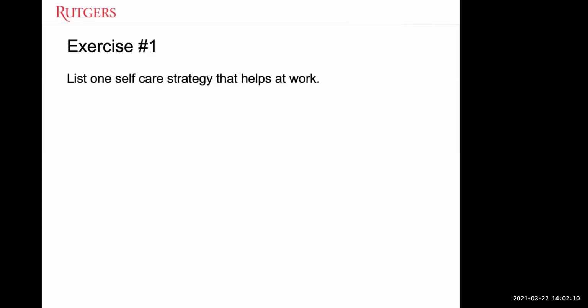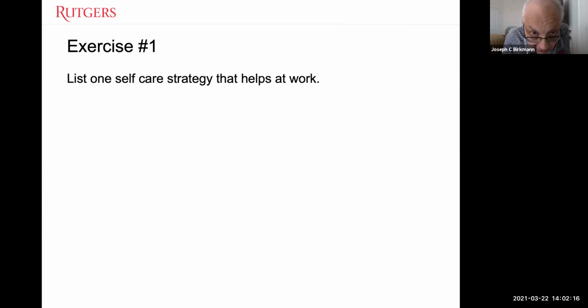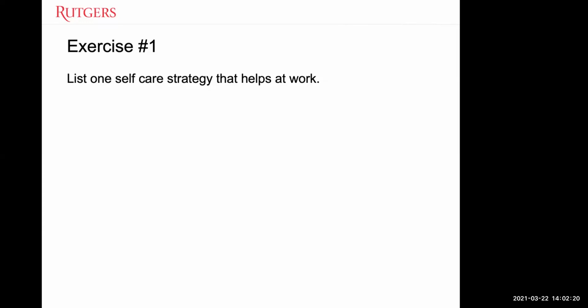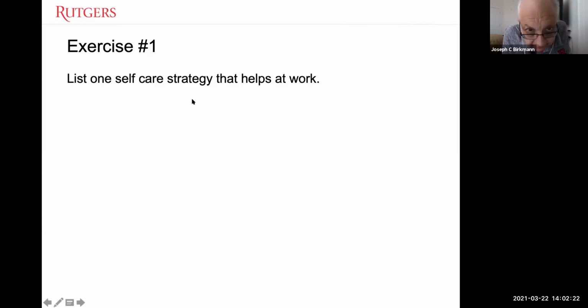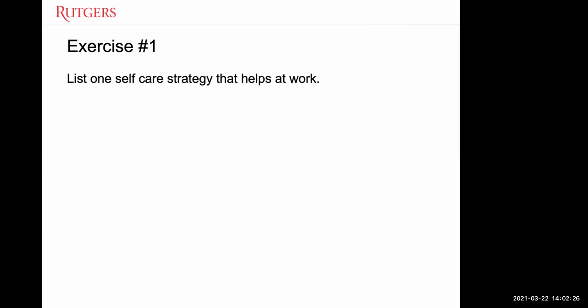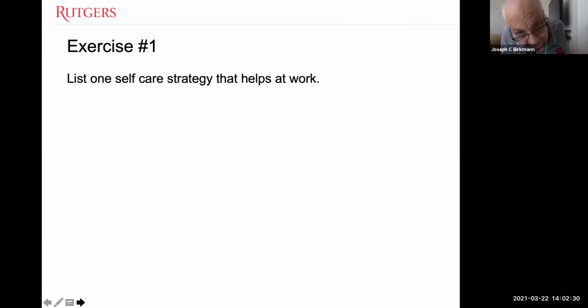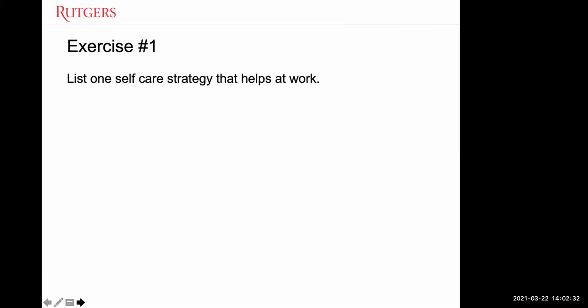So let me know what's a self-care strategy that helps you at work? Lunch break. Take a walk around the building. Nice. Stepping outside for fresh air. Nice. Engaging in banter with coworkers. Yeah. Teaching yoga. So not only doing yoga, but teaching yoga. See, that's awesome. If you can do something that you benefit from and other people benefit, that's great.